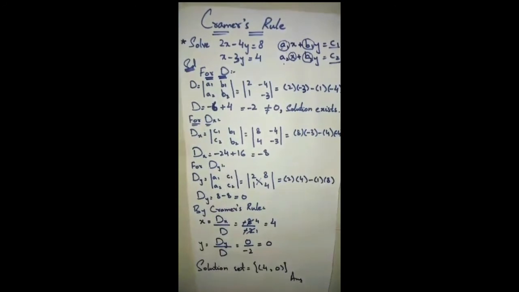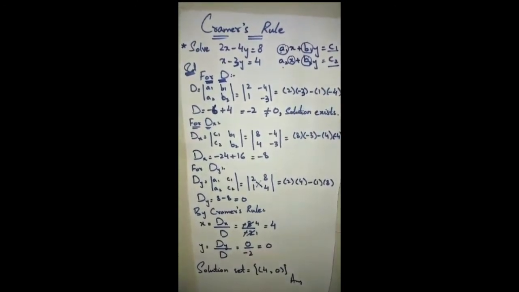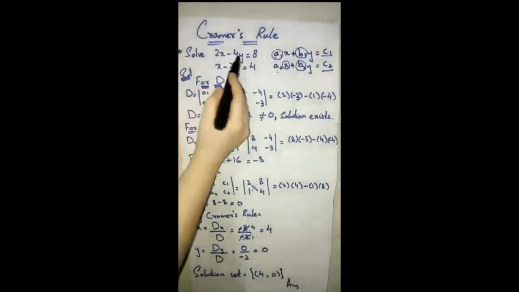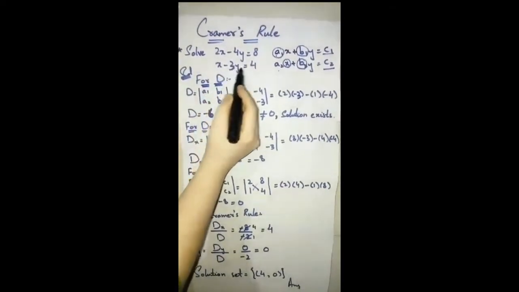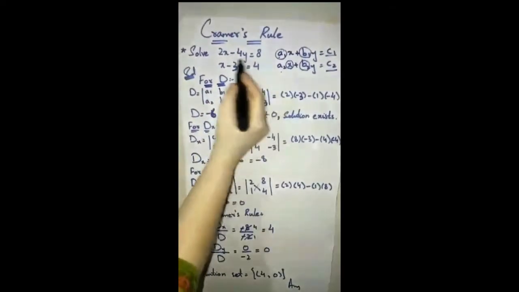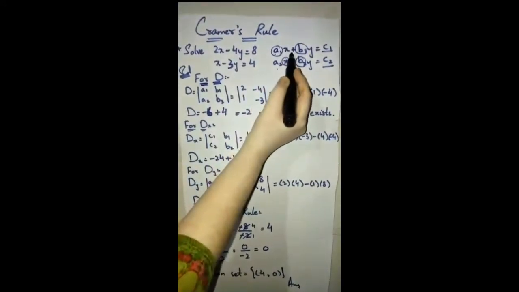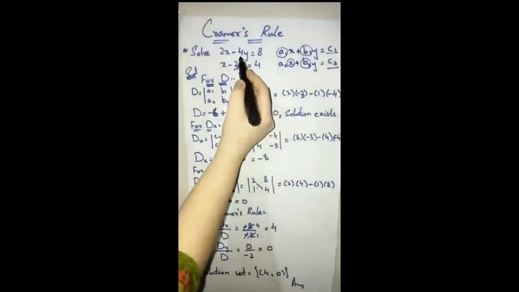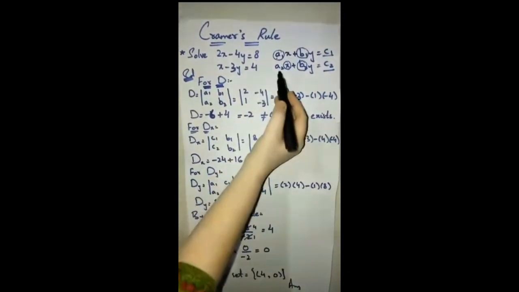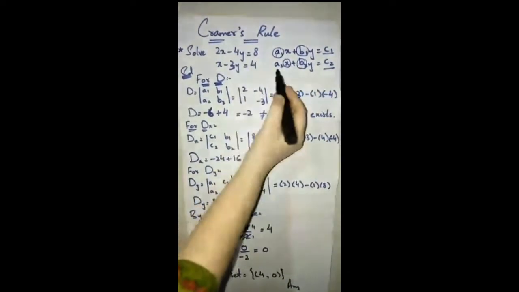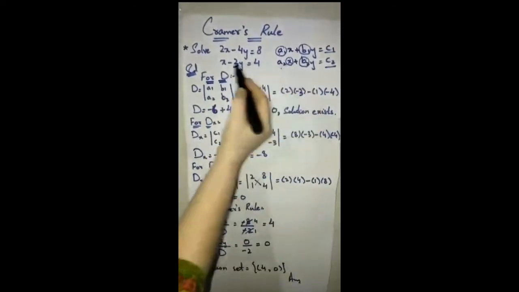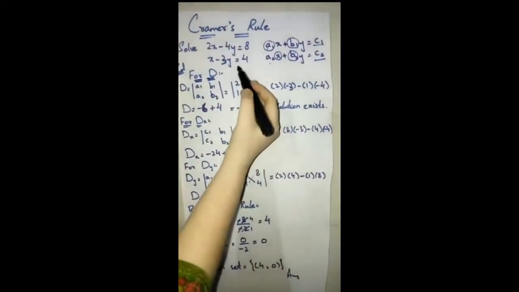Linear equations can be solved simultaneously with the help of Cramer's rule. We have the question 2x minus 4y equals 8 and x minus 3y equals 4. This is of the form a1x plus b1y equals c1, where a1 equals 2, b1 equals -4, c1 equals 8. Similarly, a2x plus b2y equals c2. Here a2 equals 1, b2 equals -3, and c2 equals 4.